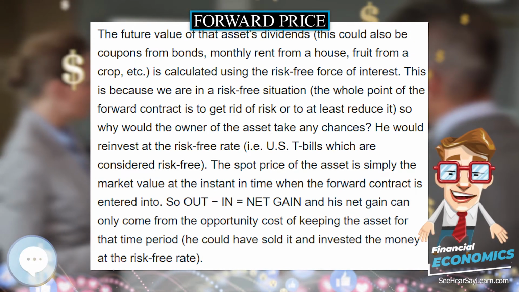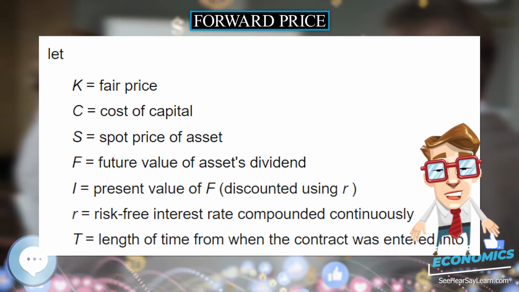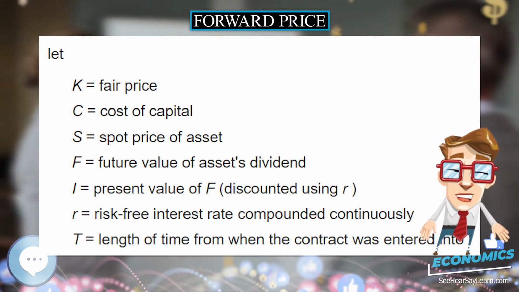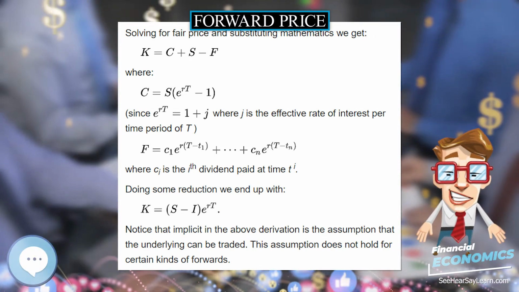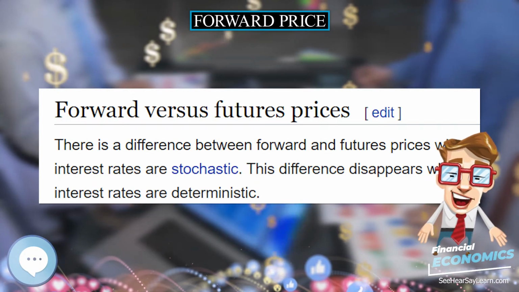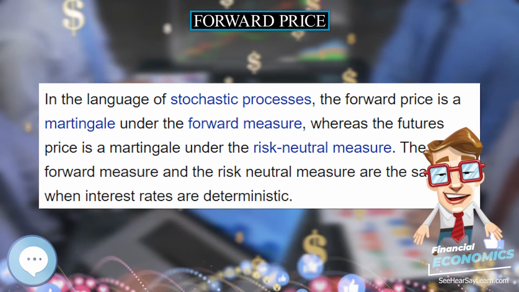The spot price of the asset is simply the market value at the instant in time when the forward contract is entered into. So out minus in equals net gain, and his net gain can only come from the opportunity cost of keeping the asset for the time period. He could have sold it and invested the money at the risk-free rate.